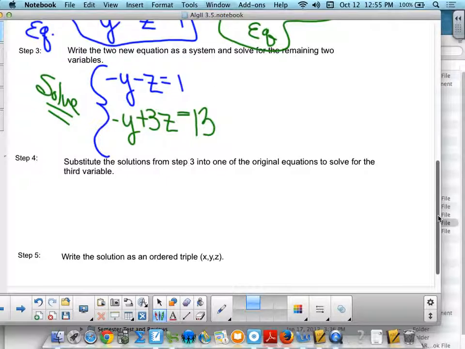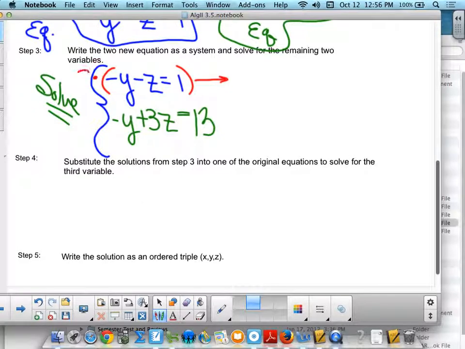Y. He went with the y's. So this is 3z. You made that one. No, you got a 3z down here. You want this to be a negative 3z. Oh. So what did you multiply by to make that negative 3z?